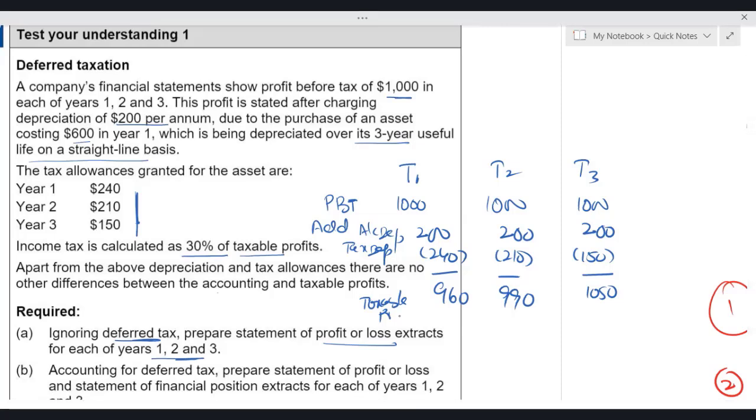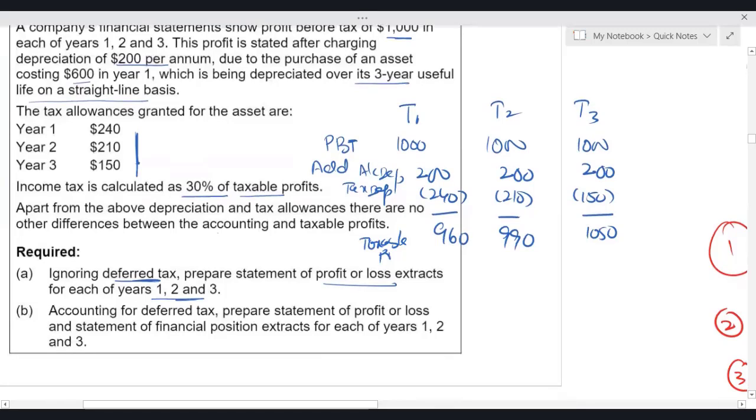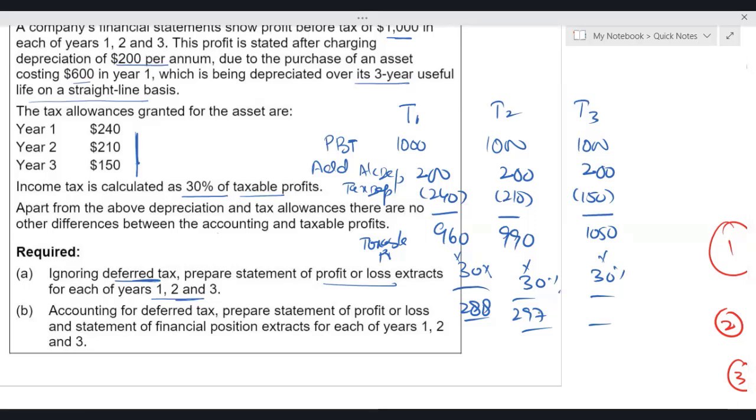Now simply multiply this by the tax rate, which is 30%. Let me use the calculator. 960 multiplied by 30%, I'm getting 288. 990 at 30% is 297. 1,050 at 30% is 315.